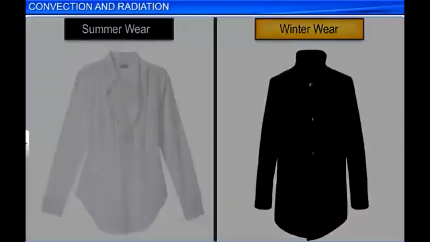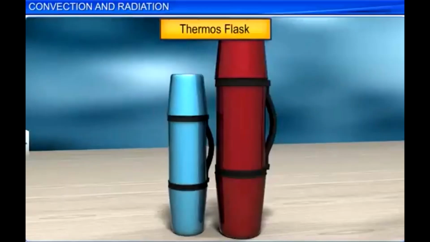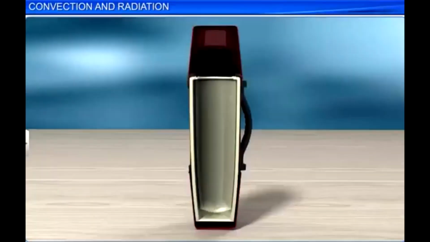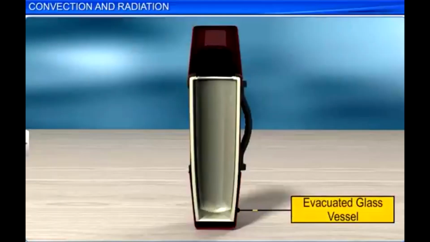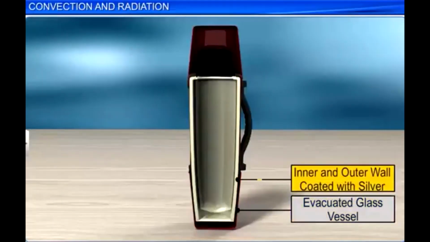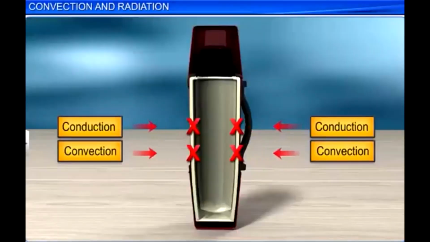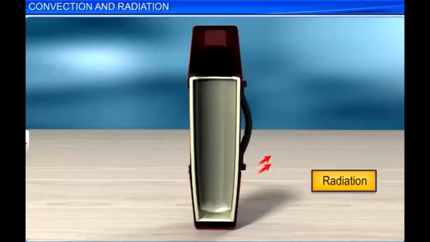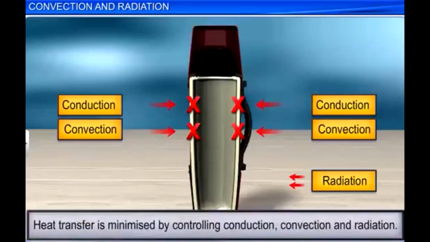A thermos flask is designed to minimize heat loss by all the 3 modes of heat transfer. This consists of a double-walled, evacuated glass vessel, with its inner and outer walls coated with silver. The vacuum between the 2 walls prevents heat loss by conduction and convection. The silver coating on the walls prevents exchange of heat by radiation. Therefore, heat transfer is minimized by controlling conduction, convection, and radiation.